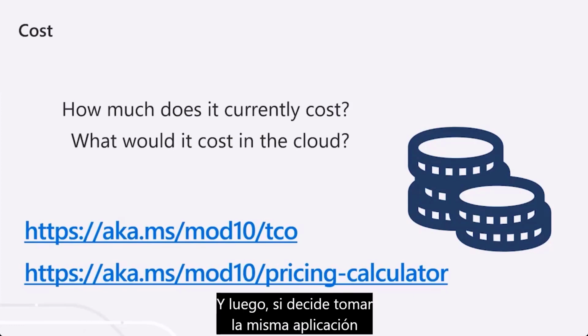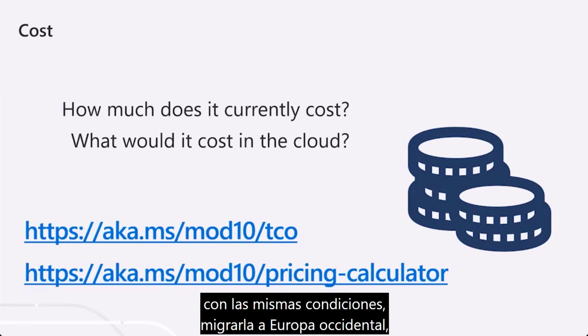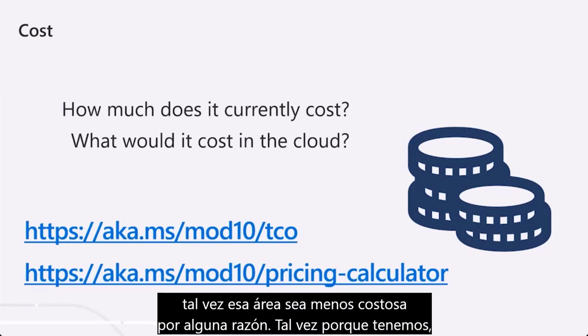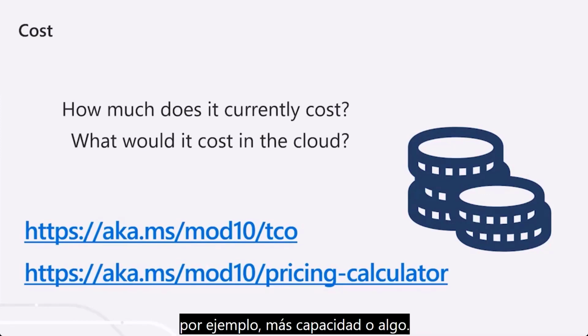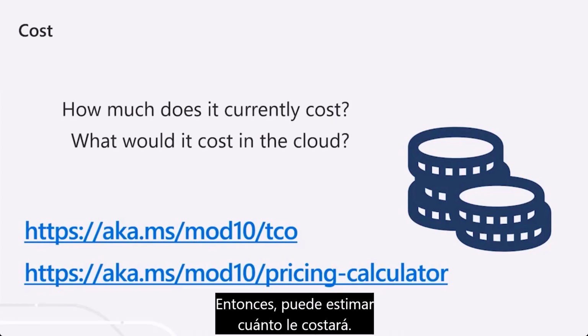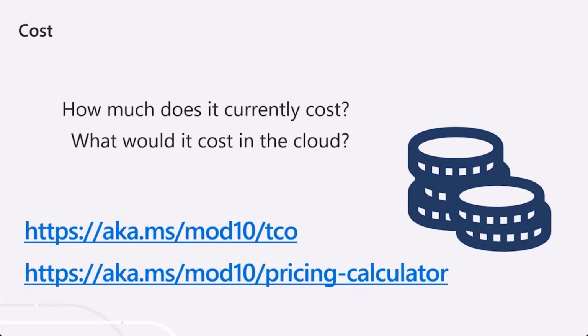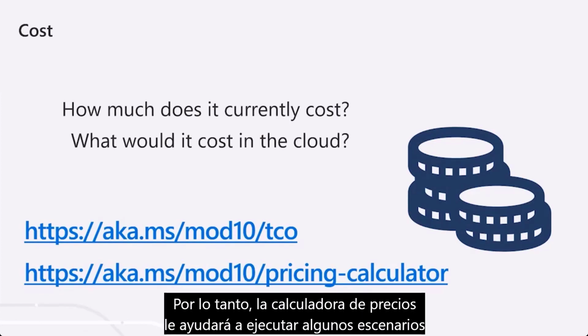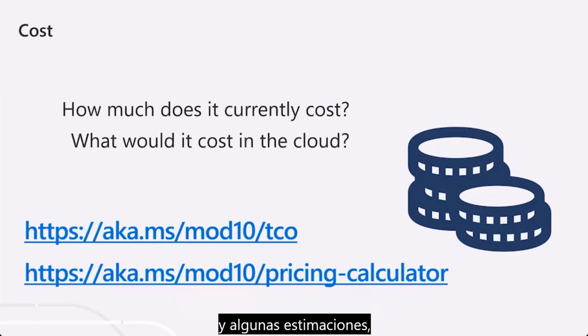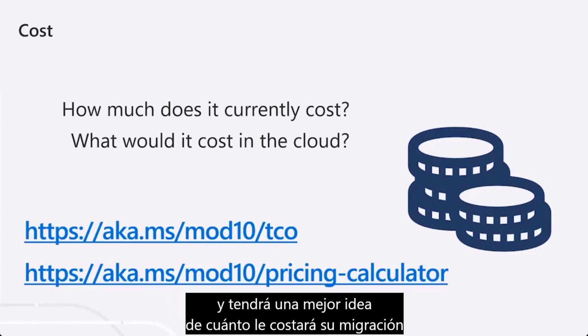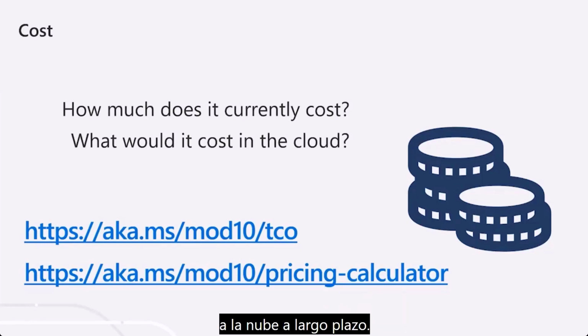And then if you decide to take the same application with the same conditions exactly, but move it to Western Europe, maybe that area is slightly less expensive for some reason, maybe because we have, for example, more capacity or something. And then you can estimate how much it's going to cost you. So the pricing calculator is going to help you run some scenarios and some estimates and have a better idea of how much your move to the cloud is going to cost you on the long term.